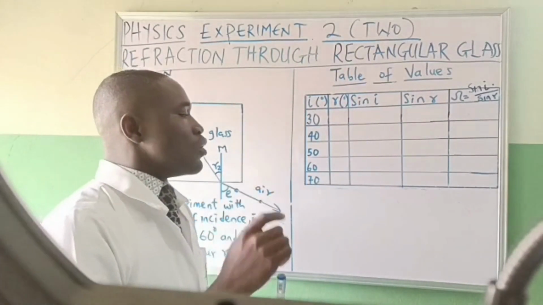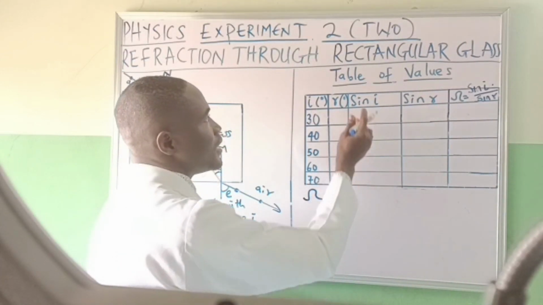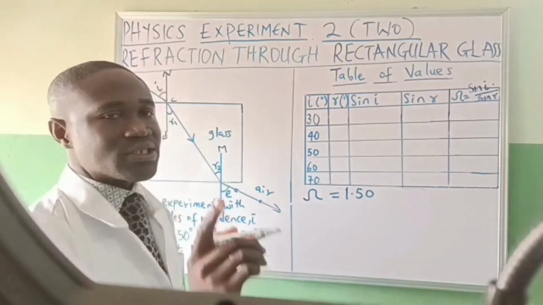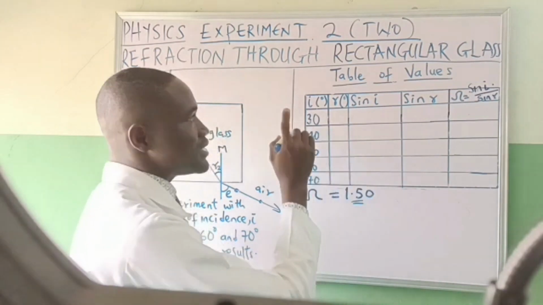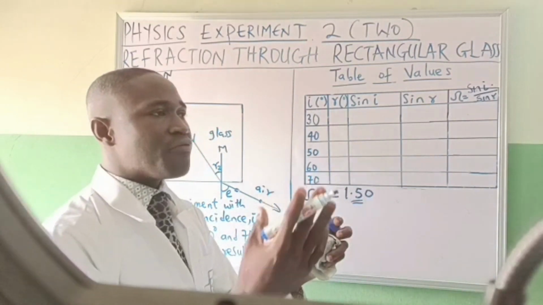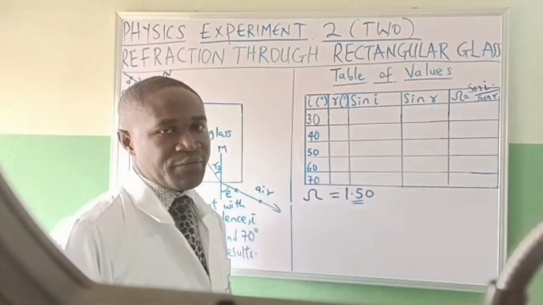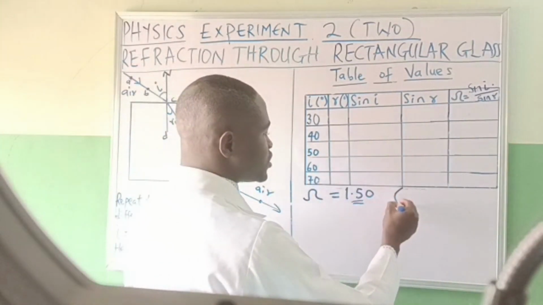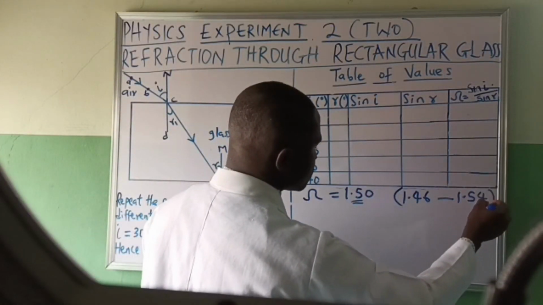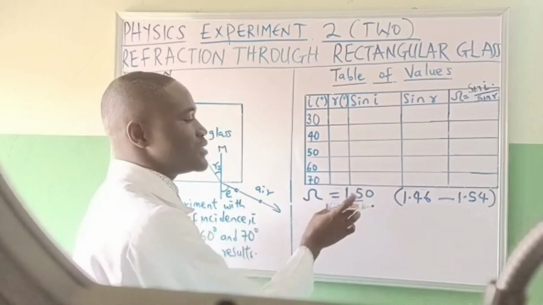To do so, we have to recall again that the refractive index of a rectangular glass prism is approximately 1.50. This is the value for the refractive index of a rectangular glass prism. If everyone were to perform this experiment, it's possible we will not get exactly 1.5, but there is always a range. The range could be between 1.46 and 1.54. This is the range we can have, and it will still be acceptable.